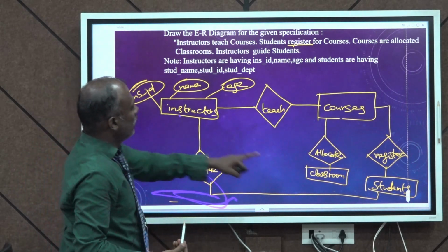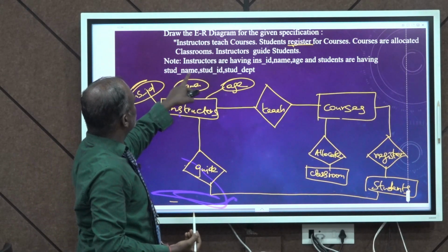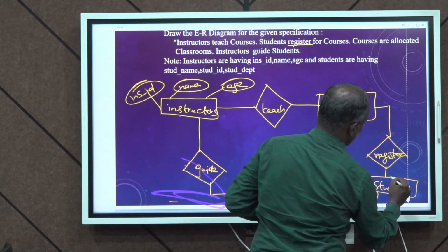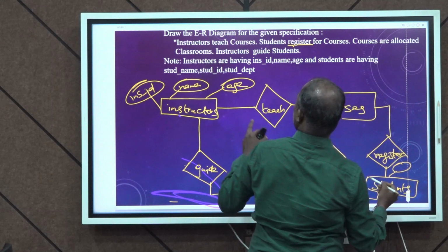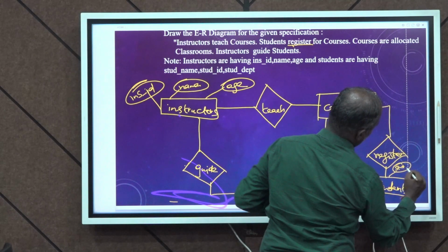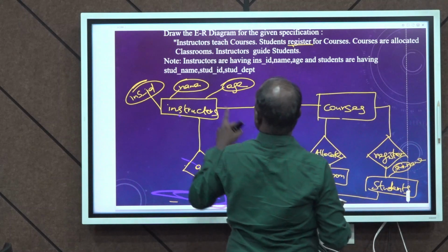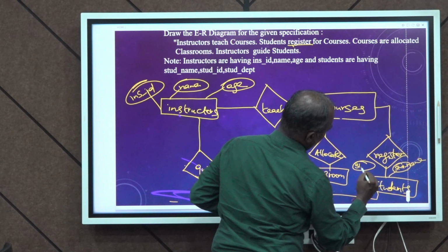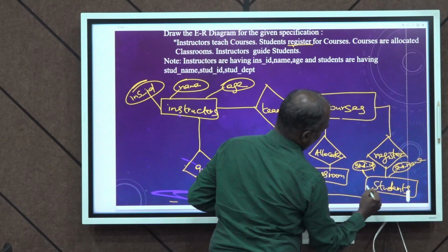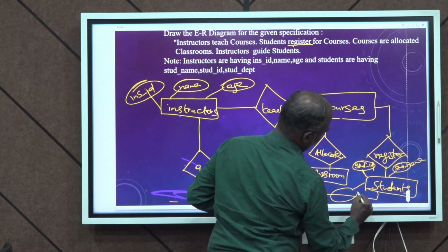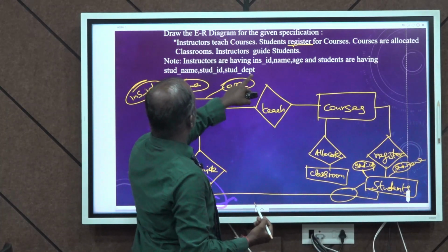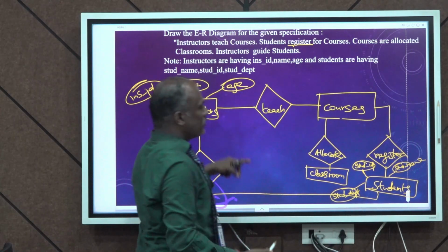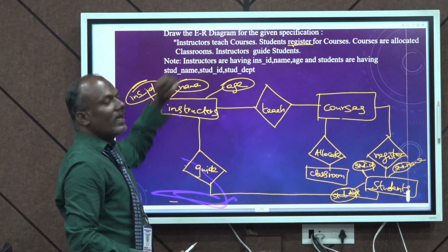Then students have student name, student ID and student department. In the student entity we have to represent the student name, then student ID, then we have to represent student department. So in this way we have to draw the diagram for the given constraints.